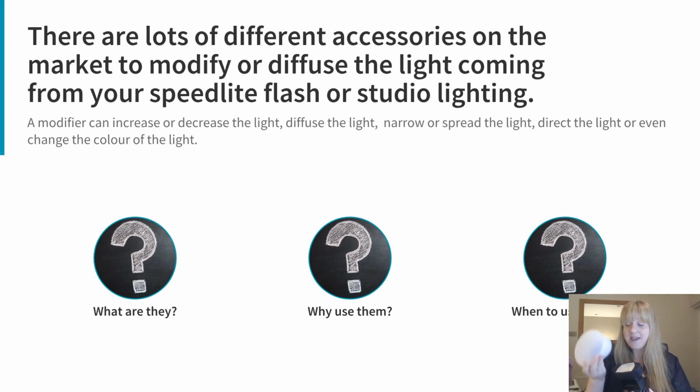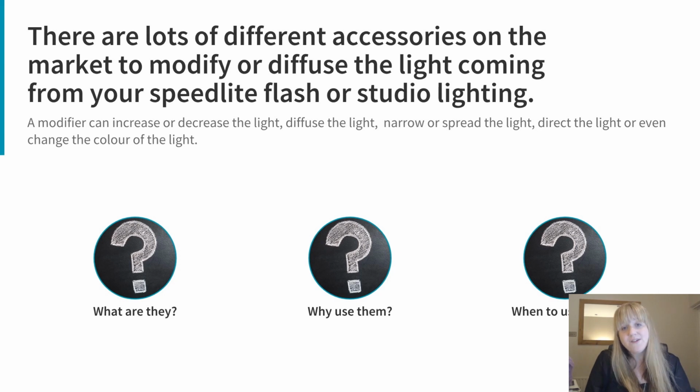This is a favourite of mine. This is a mag mod called a mag sphere. And this basically just sits on top of your camera like that, and it does the same thing. The light comes up into it and it's diffused and a lot softer as a result. But there's lots that you can choose from.